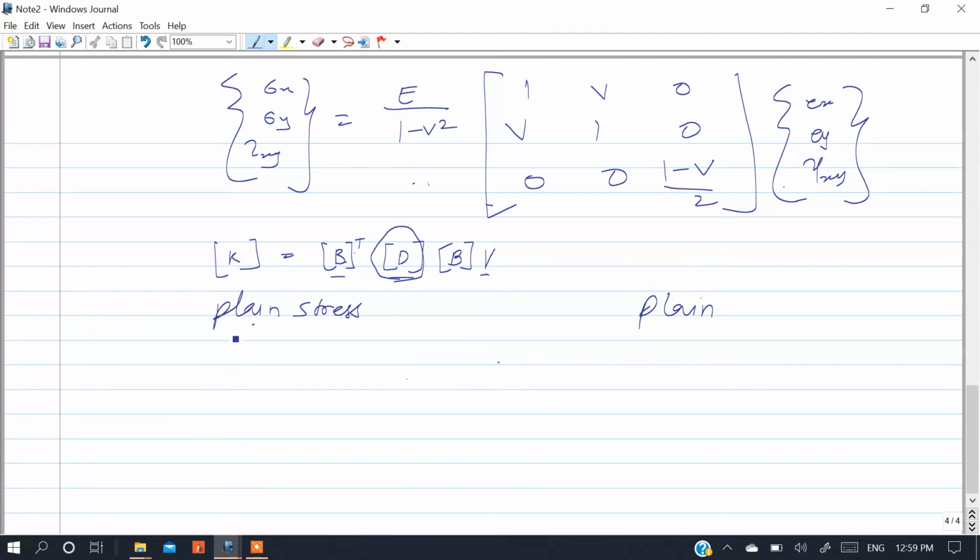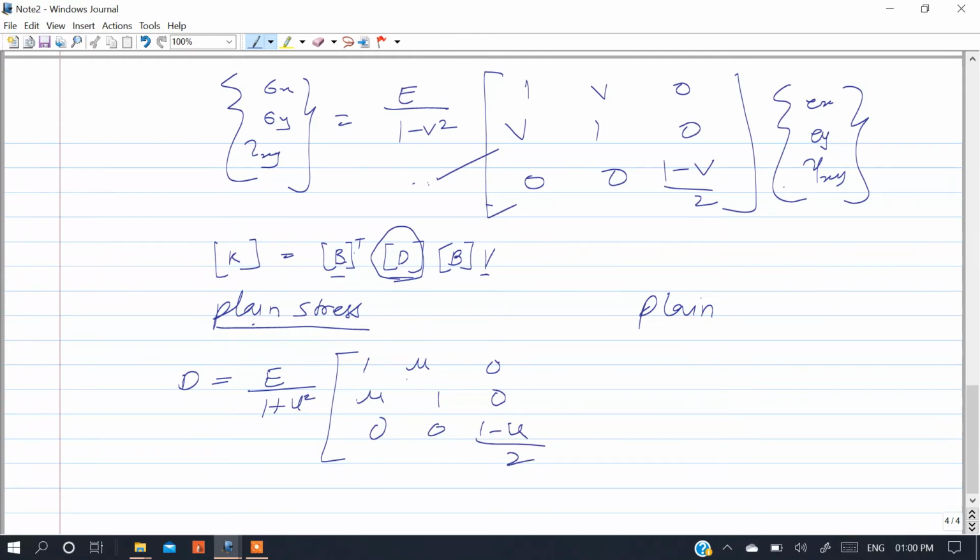Suppose we are going to solve the plane stress problem, then what will this D be? The other formulation will remain the same, only D will change. So in this, D equal to E upon 1 minus mu square, and the matrix 1 mu 0, mu 1 0, 0 0 (1 minus mu) upon 2. Okay, that is for the plane stress condition.